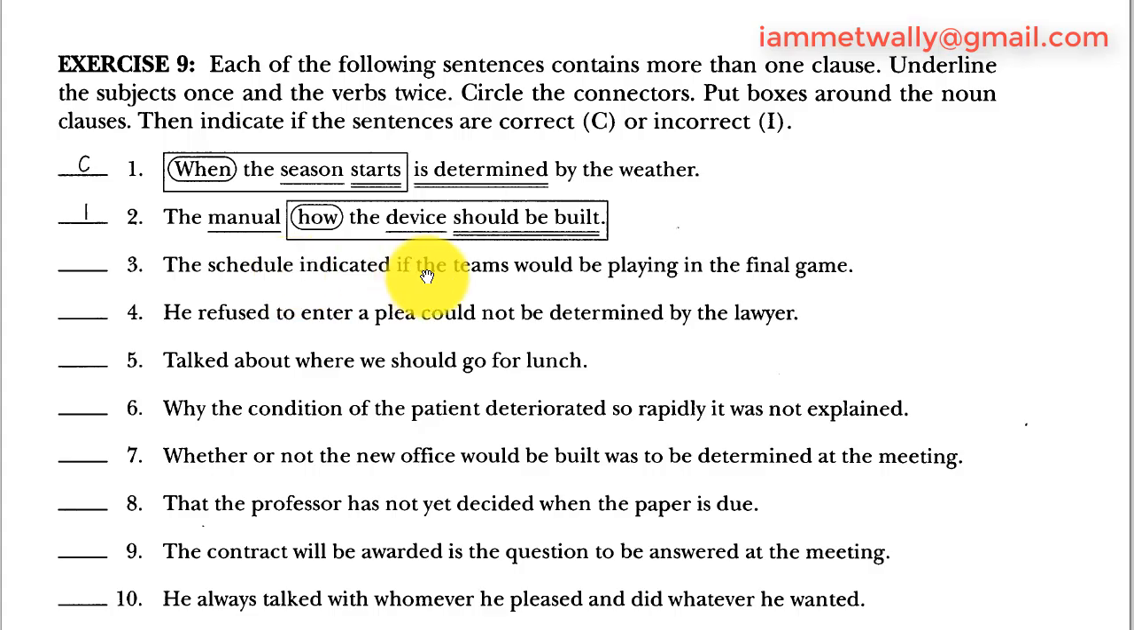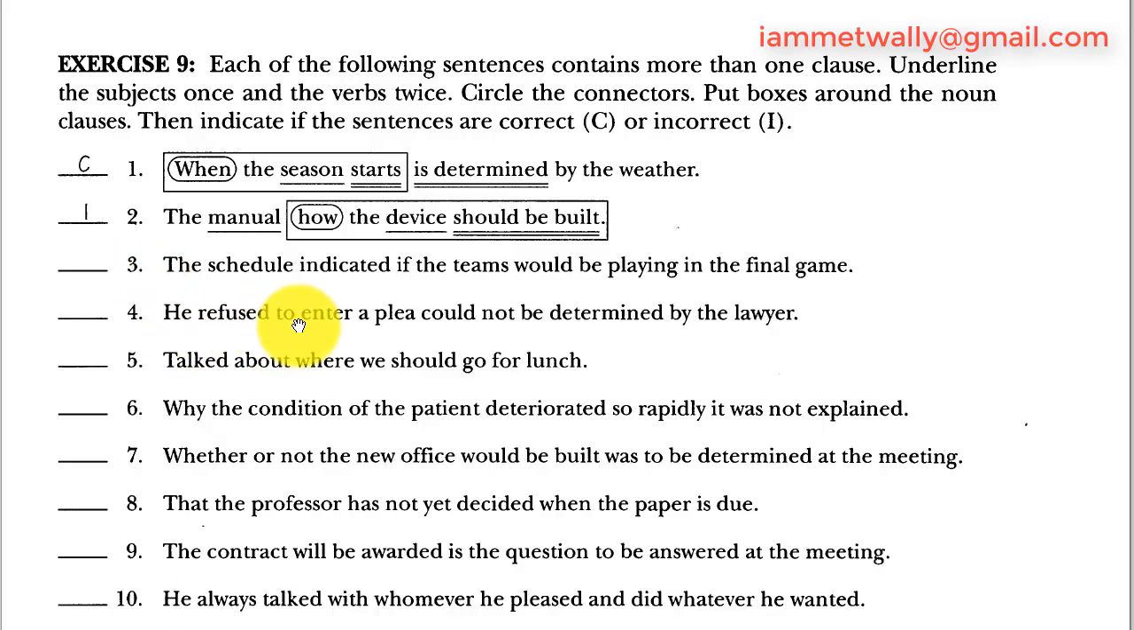The schedule indicated if the teams would be playing in the final game. The schedule, a subject, indicated is the verb for that subject. If is a connector. The teams, subject, would be playing is the verb for the subject, the teams. But where is the object of the verb indicated? The object is if the teams would be playing. If the teams would be playing, all this is the object of the verb indicated. So this sentence is correct.